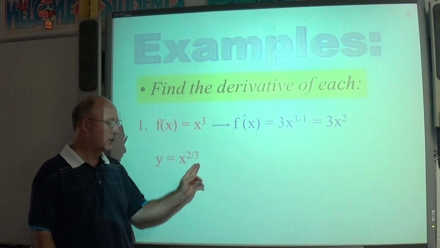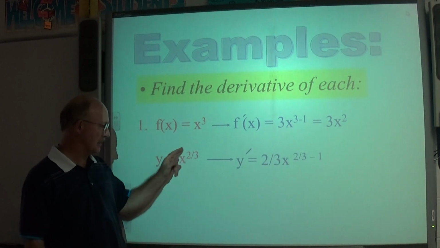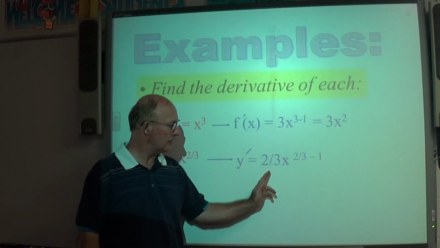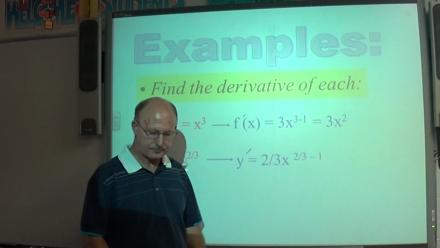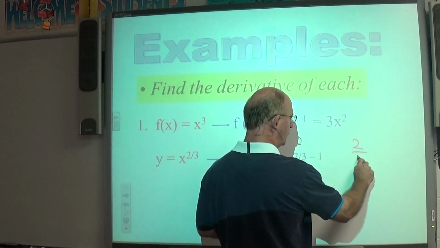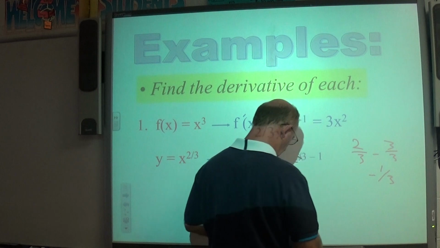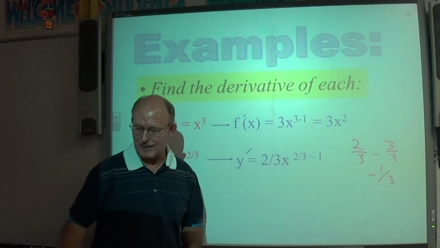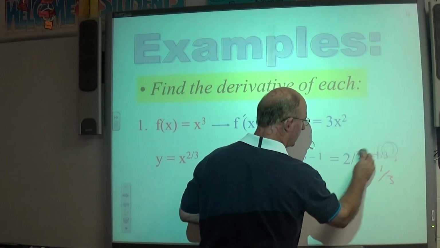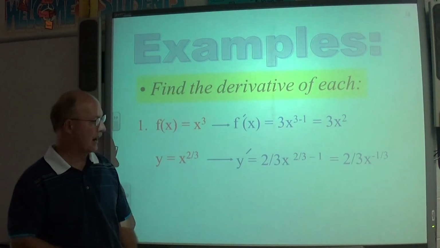Let's do another one. X to the 2/3 power. Now, once again, you bring the 2/3 down, and it becomes a factor, so it'll be 2/3 times x. So instead of x to the 2/3 power, it's 2/3 times x to the 2/3 minus 1. Now, just remember, when you subtract 1 from 2/3, this is 2/3 minus 3 over 3, which would be negative 1/3. So when you subtract 1 from 2/3, you're going to get negative 1/3 for your new exponent. And the derivative becomes 2/3 x to the negative 1/3 power.